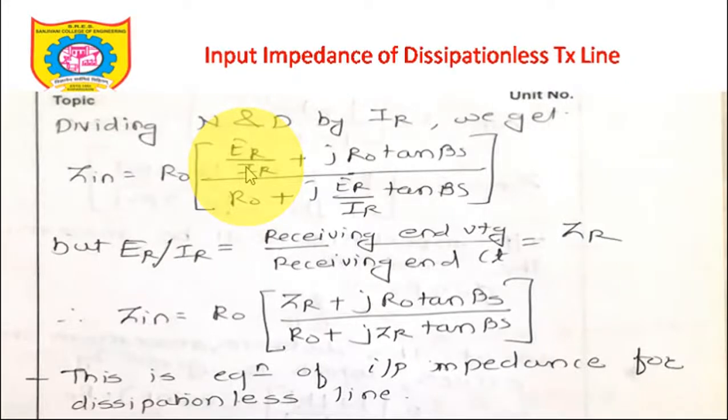Welcome back friends. In the previous lecture we have understood the input impedance of the dissipationless line, and we came to this particular equation: Zin equal to R0 (ZR plus jR0 tan βs) divided by (R0 plus jZR tan βs). This is an important expression because we are using it for special cases, just like the lambda by 4 quarter wave transformer or lambda by 8 line. So this is a very important expression.